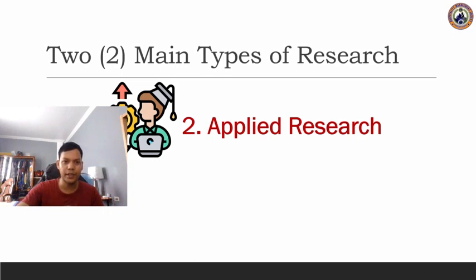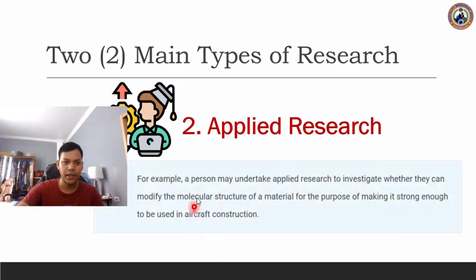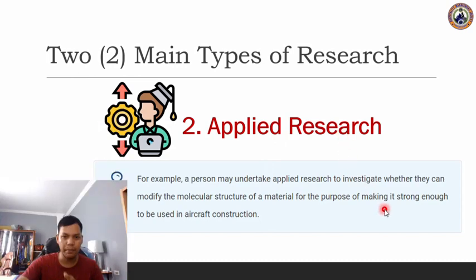So the example for number two, the applied research: a person may undertake applied research to investigate whether they can modify the molecular structure of a material for the purpose of making it strong enough to be used in aircraft construction. So as you can observe in this example, the main goal of applied research is to make it strong enough to be used in aircraft construction. So it is applicable in a real-life situation.